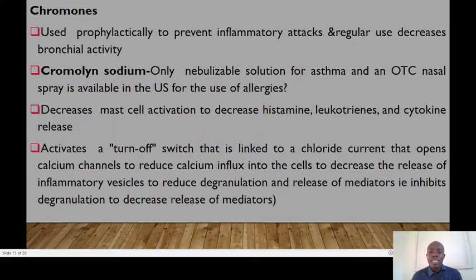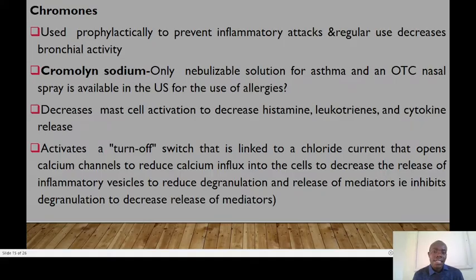They are used prophylactically to prevent inflammatory attacks, and regular use decreases bronchial activity. Cromolyn sodium is the only nebulizable solution for asthma, and an over-the-counter nasal spray is also available. Okay. Cromolyn sodium also decreases mast cell activation to decrease histamine, leukotriene, and cytokine release.